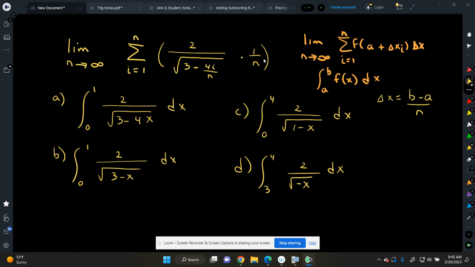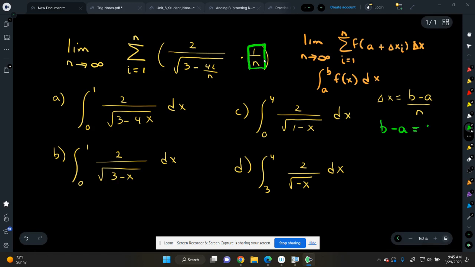Looking at that, is there one that you can eliminate right away? Yes. Which one? C. Why? Because b minus a is, right, this is my delta x right here. So b minus a has to be equal to 1. So I can eliminate C. Okay? So what else can I do? You can eliminate D.